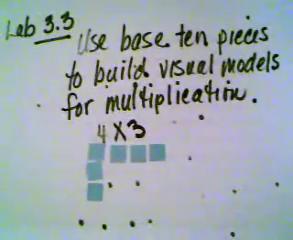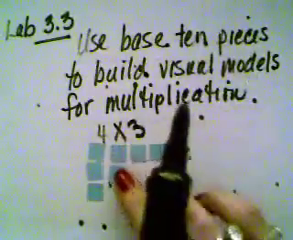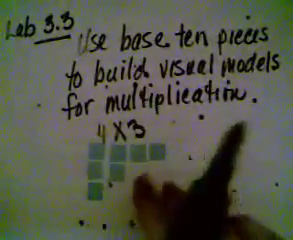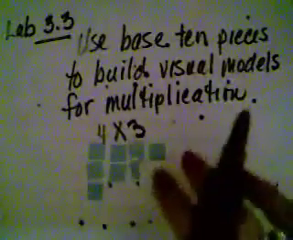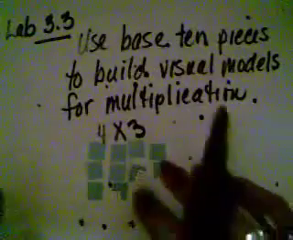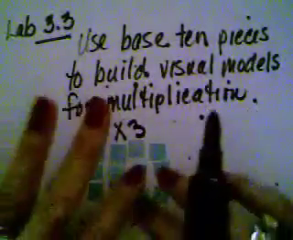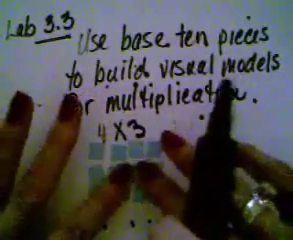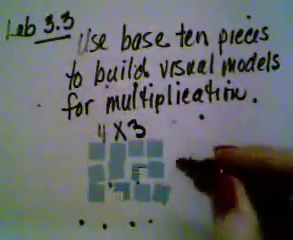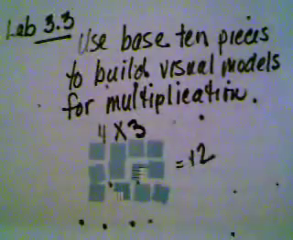And now if I just fill in whatever it takes to make this a rectangle, then I will have the solution to the problem. And I am showing now that 4 times 3 is equal to 12.